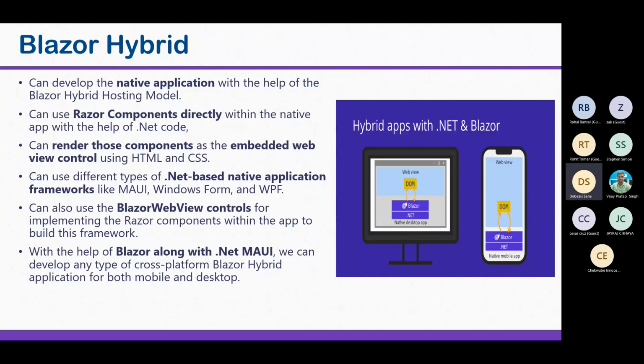So this is the basic concept. Blazor Hybrid apps can be used either on a desktop as a native desktop app or on mobile as a native mobile app. So both can be used. In both cases, we are using the Blazor components as a web view control with the help of HTML and CSS.